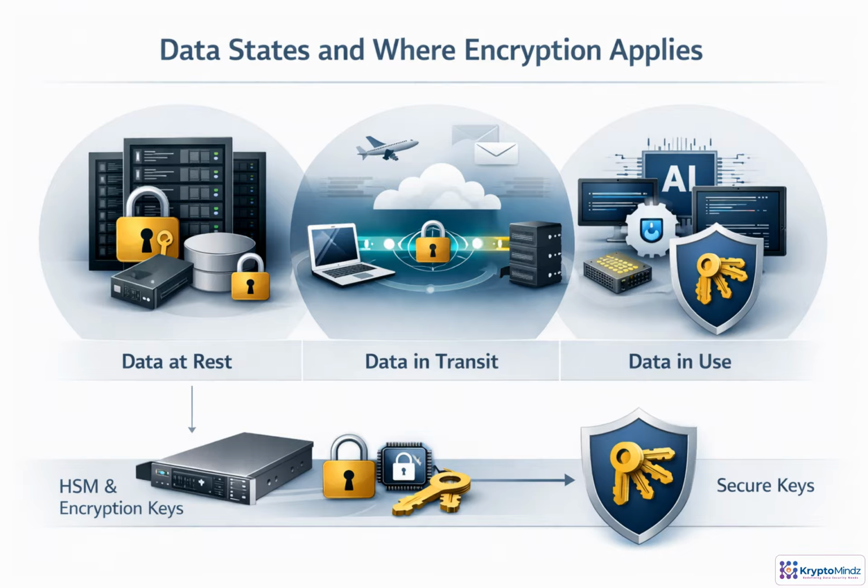Think of your data moving through three states. When it's stored in databases, disks, or backups, that's data at rest. You typically encrypt it with keys that are themselves protected in an HSM. When it travels over networks, it's data in transit. Protocols like TLS handle most of that protection. When applications are actively processing it, it's data in use. Here, HSMs protect the most sensitive operations like signing, decryption, and key generation.